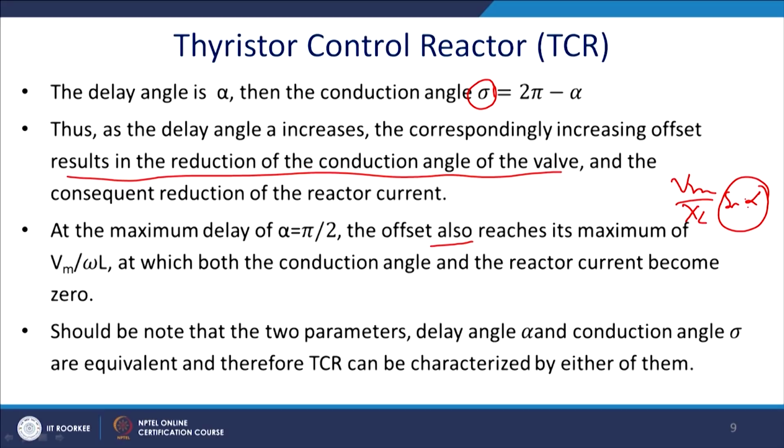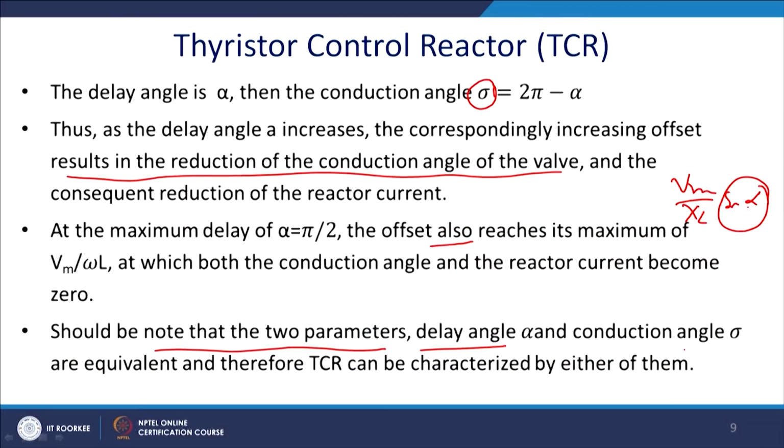That value is Vm by omega L, at which both the conduction angle and the reactance angle become 0. So, it does not absorb any power. It should be noted that these two parameters, the delay angle alpha and the conduction angle sigma, are equivalent. Therefore, TCR can be characterized by either of them, because there is a relation between alpha and sigma. So, you can write it in terms of alpha or in terms of sigma.